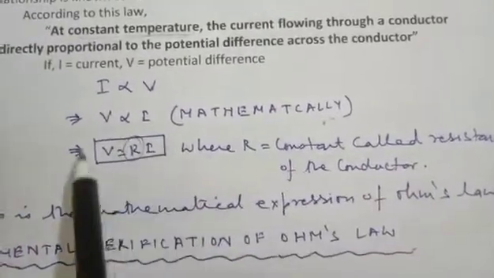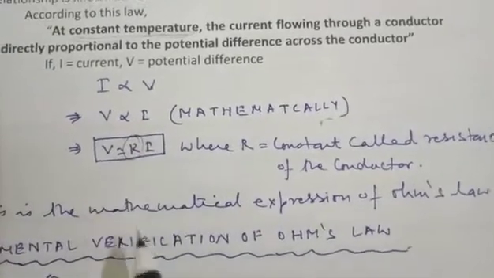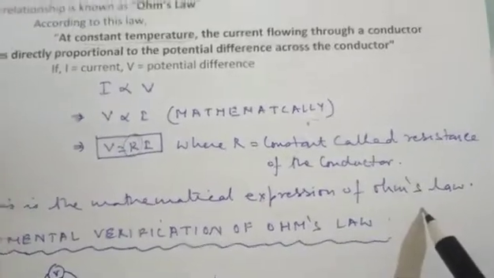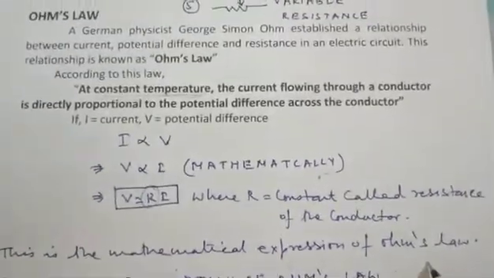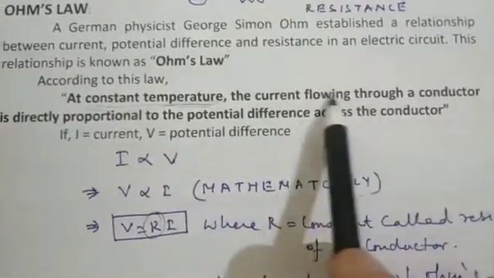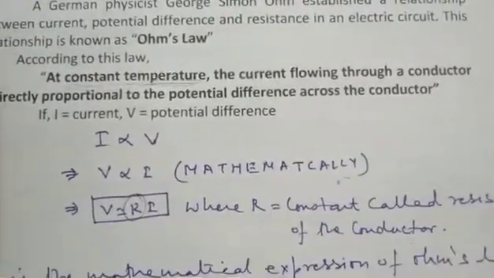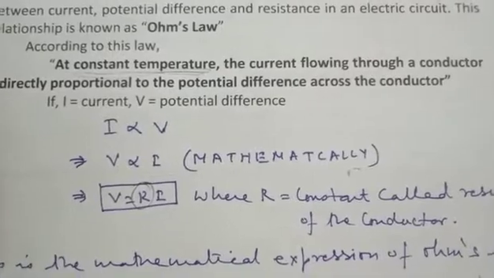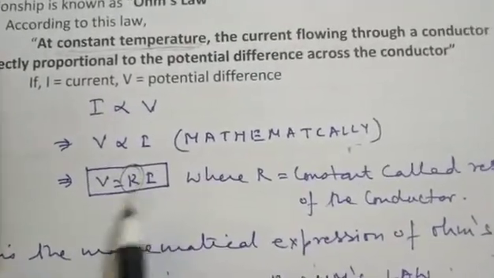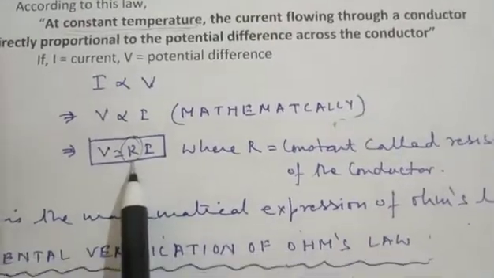Now this formula is known as the mathematical expression of Ohm's law. So if the question comes, state Ohm's law, we write down this statement. And if you have to represent the mathematical relation between the three variables, then this is the relationship, and in that, R is the constant.